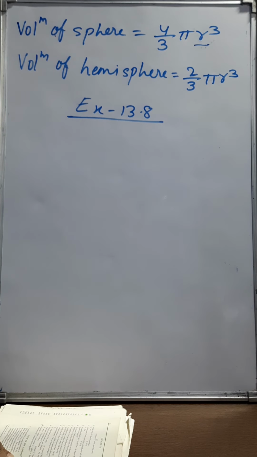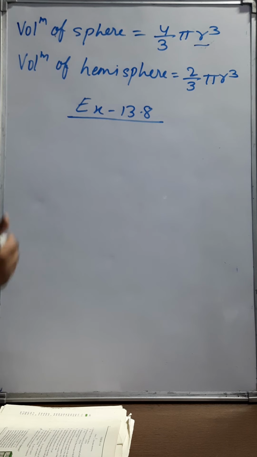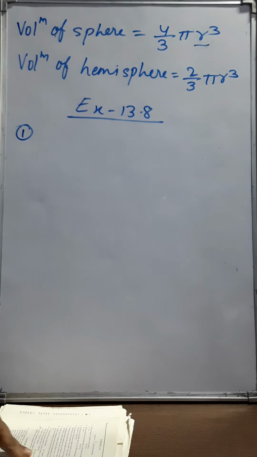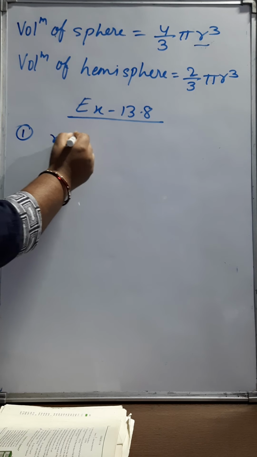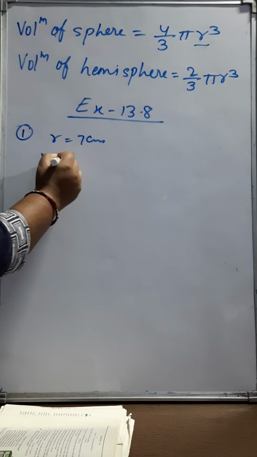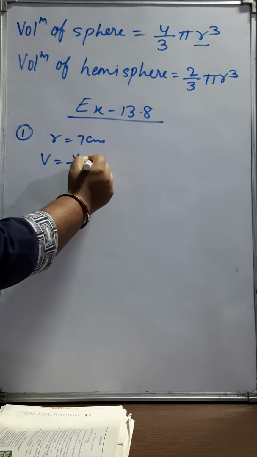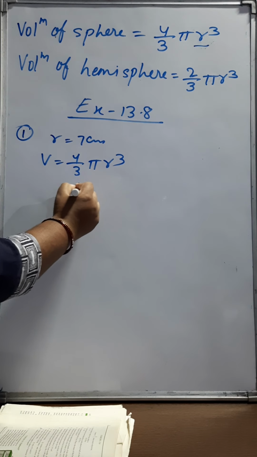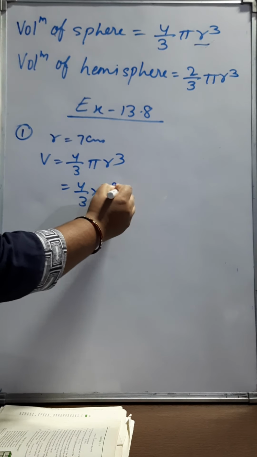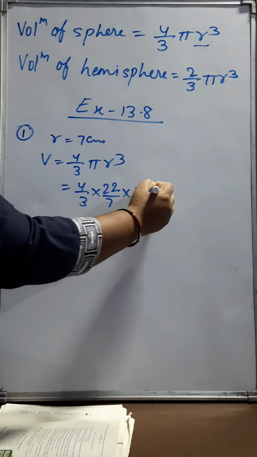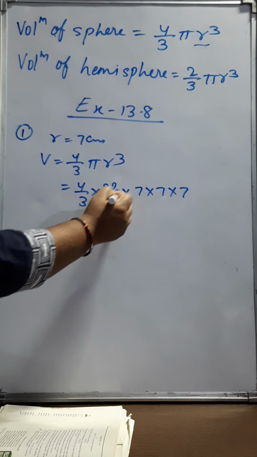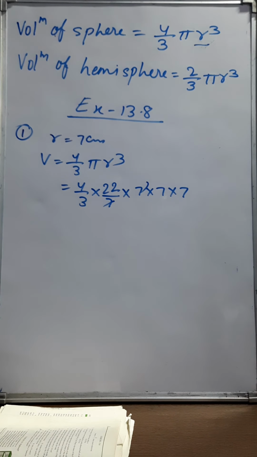So let us start exercise 13.8, in which you can see the first question is very simple. Find the volume of sphere whose radius is 7 cm. So directly you can apply the formula 4 by 3 pi r cube by putting the value of r as 7 into 7 into 7. You can calculate it. So I am leaving this question.